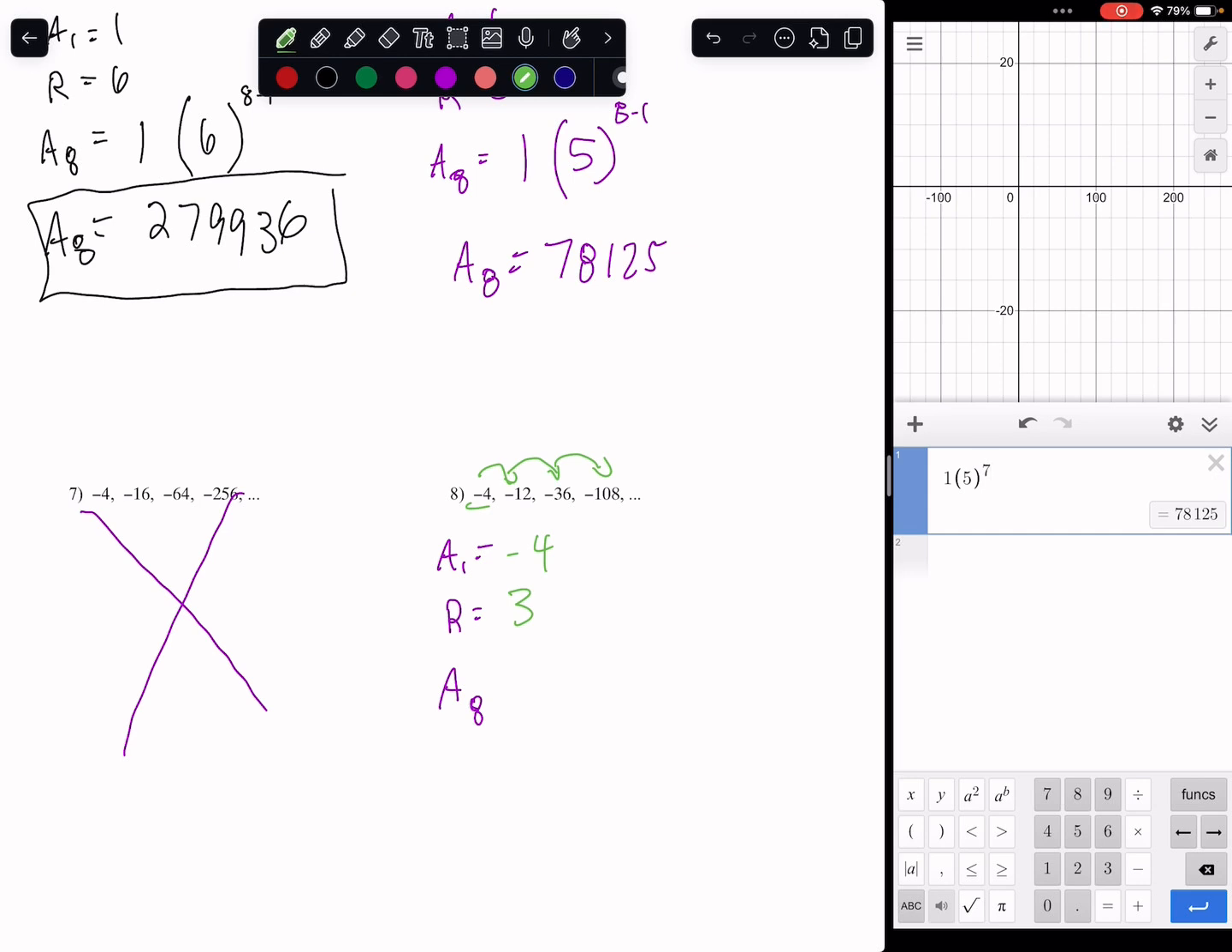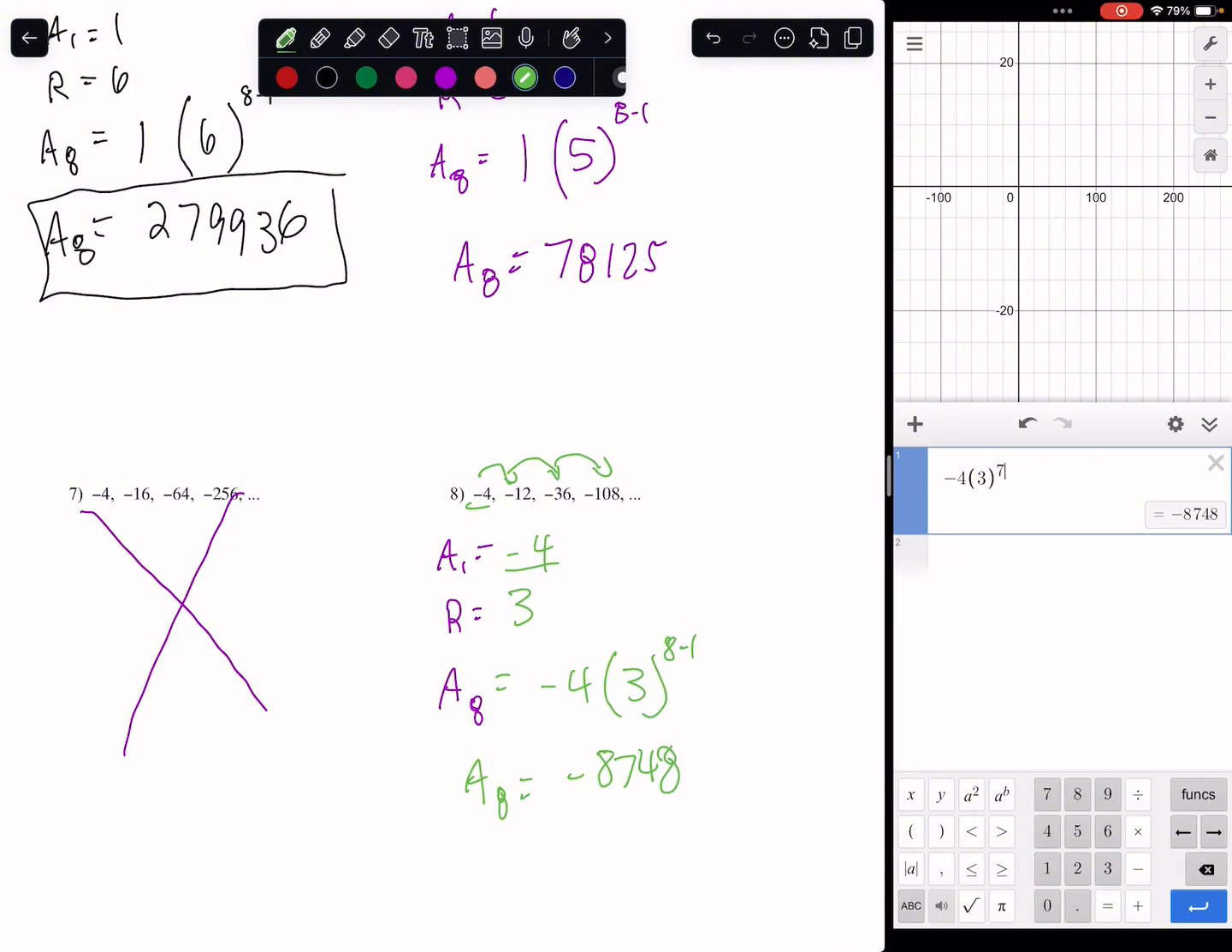Okay? Now, my A of 8 is going to be A of 1, 3, and we're trying to get to the 8 minus 1, which is 7. So I'm going to do -4, parenthesis, 3, parenthesis, raised to the 7. So if I kept this rate, my 8th term would be -8,748.